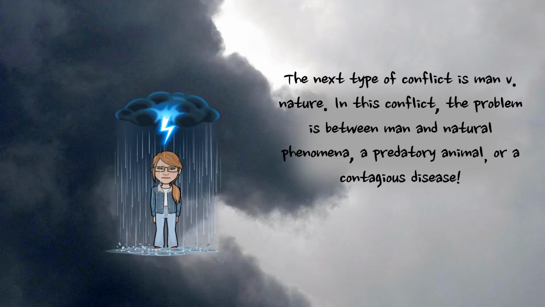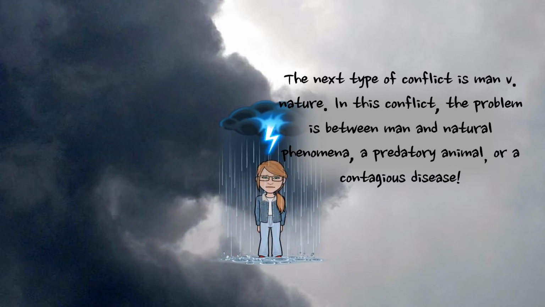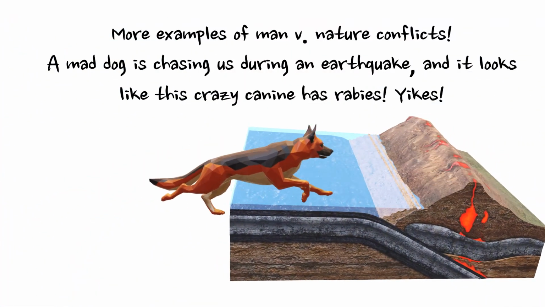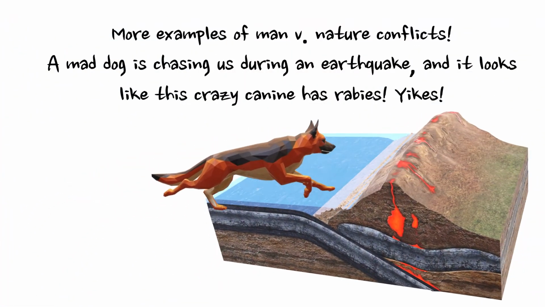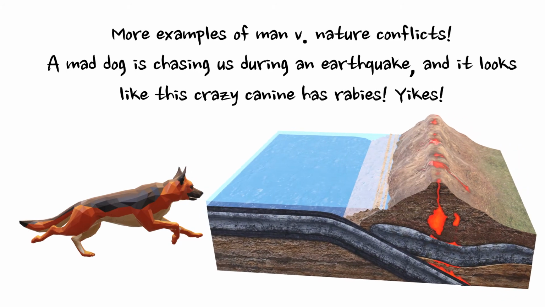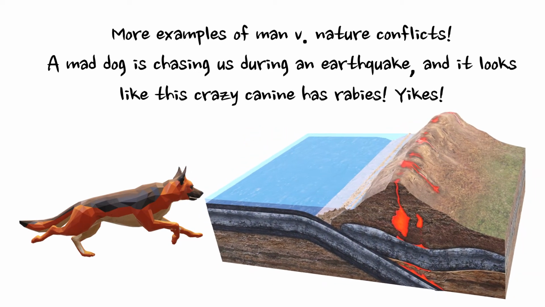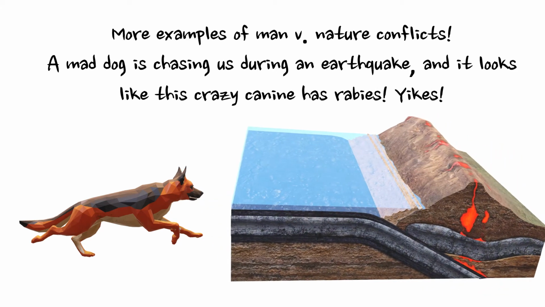The next type of conflict is man versus nature. In this type of conflict, the problem is between man and natural phenomena, a predatory animal, or a contagious disease. Whew, looks like there's a storm blowing in. More examples of man versus nature conflicts might include a mad dog chasing us during an earthquake, and it looks like this crazy canine has rabies. Yikes!